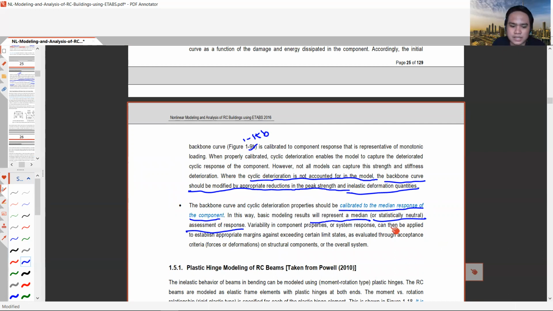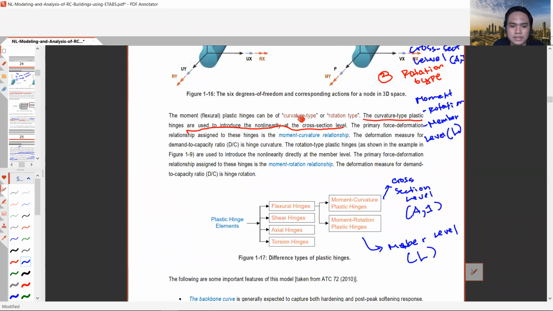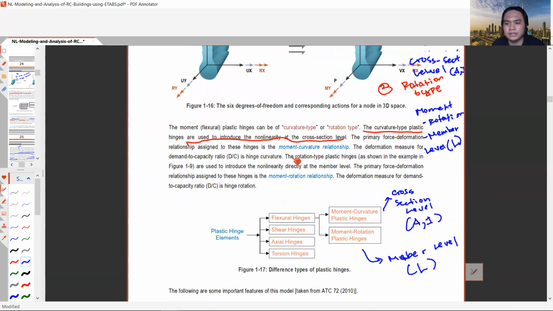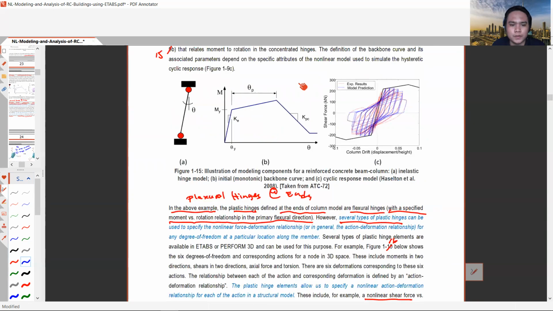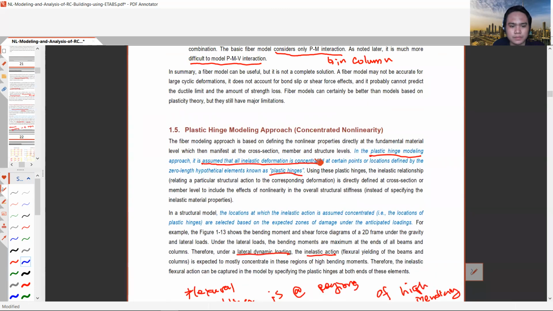Okay, so that's it for today. Okay, so I have other plans pa. Okay, so discuss natin ang chapter 1.5, which is yung overview of the plastic hinge modeling approach.